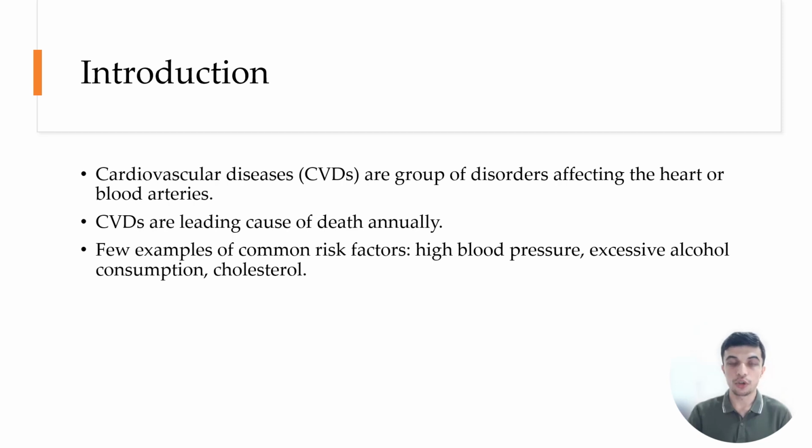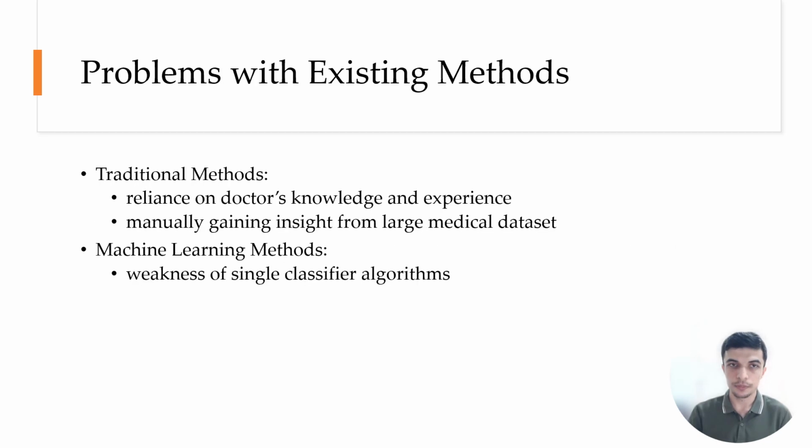Cardiovascular diseases, short for CVDs, are a group of disorders that affect the heart or blood arteries. They are the leading cause of death around the world every year. High blood pressure, excessive alcohol consumption, and cholesterol are a few examples of the most common risk factors of CVDs. With early detection of the disease, the chances of survival do increase. However, traditional methods of estimating the risk are based on the experience and knowledge of the doctor, which is highly error-prone and not always accurate. Additionally, manually obtaining insight from a large medical dataset is challenging and tedious.